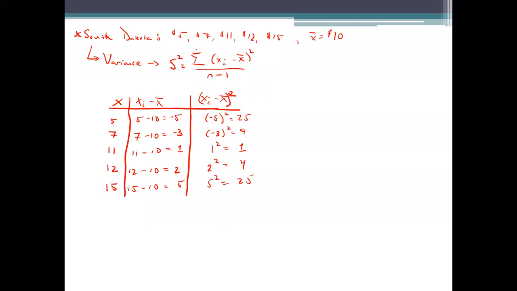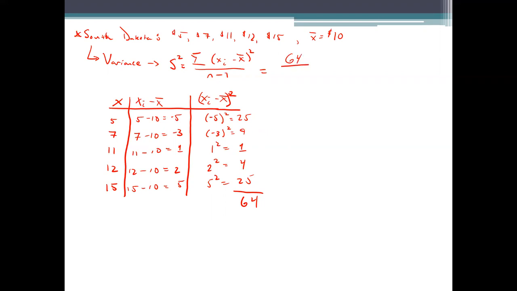What does this operator that I'm circling tell me to do again? Sum. Yep. So I'm going to sum up all these values. Does anybody know what 25, 9, 1, 4, and 25 sum up to? Yep. Melissa, you got it. It sums up to 64. So this table with all these crazy calculations replaces this numerator. So the numerator is just 64.